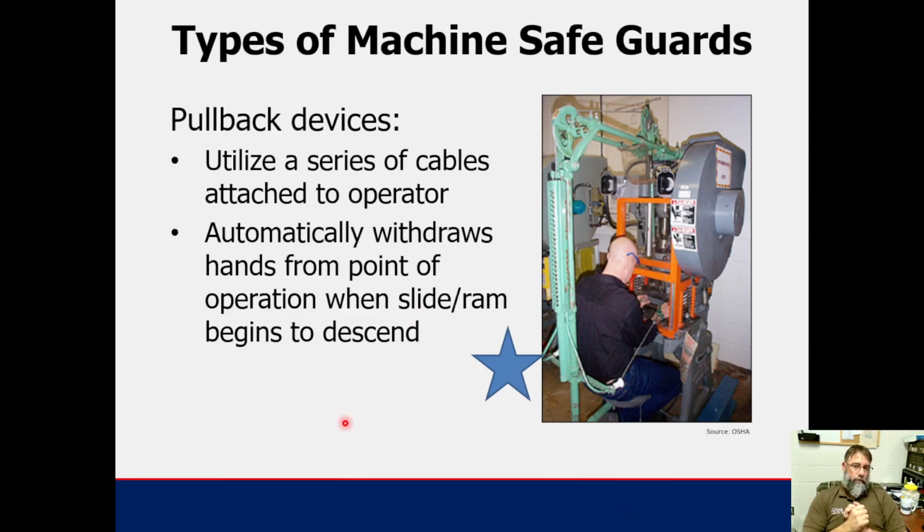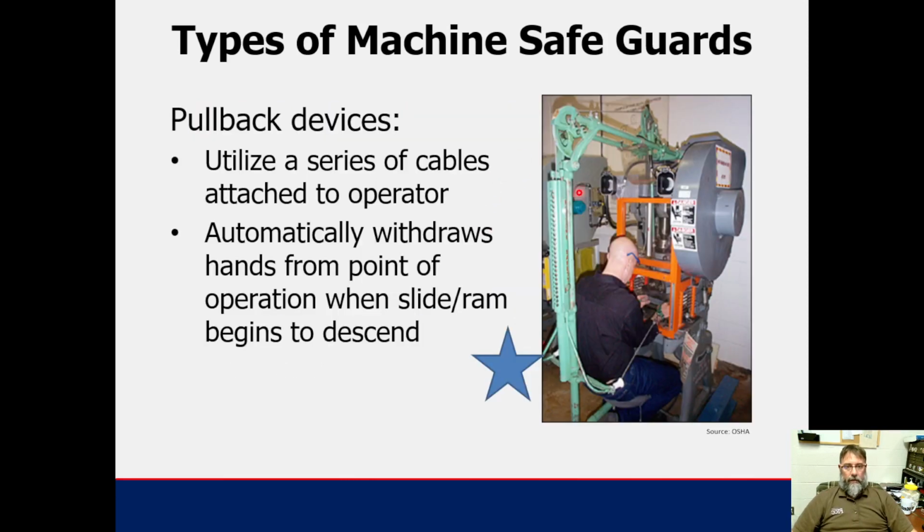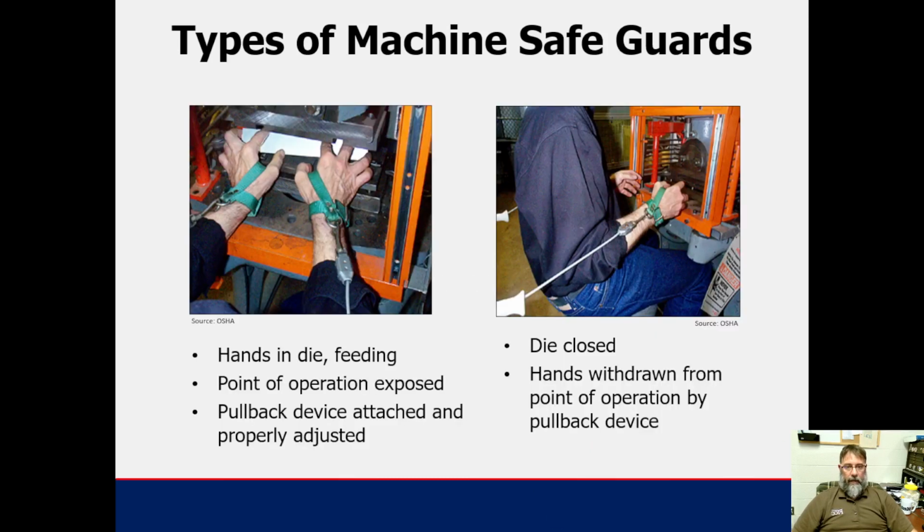Pullback devices, really kind of an interesting concept. If a worker's hands, and I'll go to the next slide here, you can read through that real quick, automatically withdraw his hands from point of operation. Next slide has some better photos. You see it's wrapped around this individual's hands. As the ram comes down, it's hooked up to some cables. If I go back a slide, hooked up to some cables, and as this goes down, it pulls and will then pull their hands out of the machine as the die or whatever is happening is coming down.